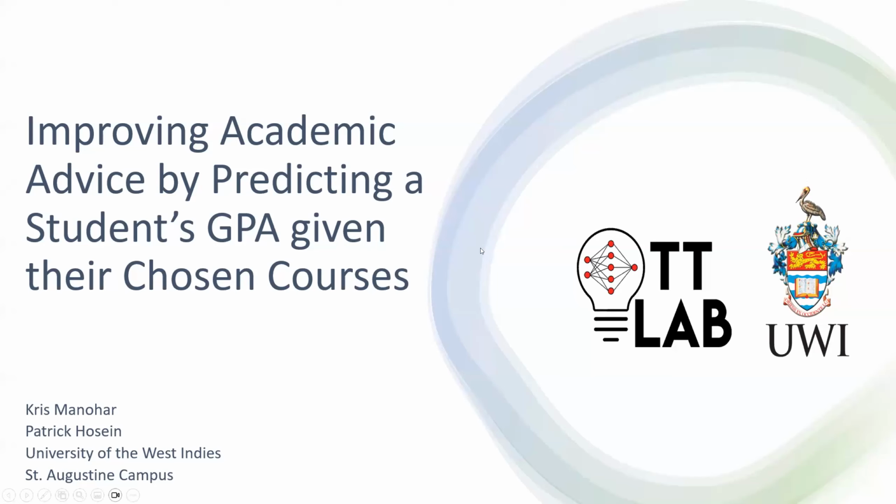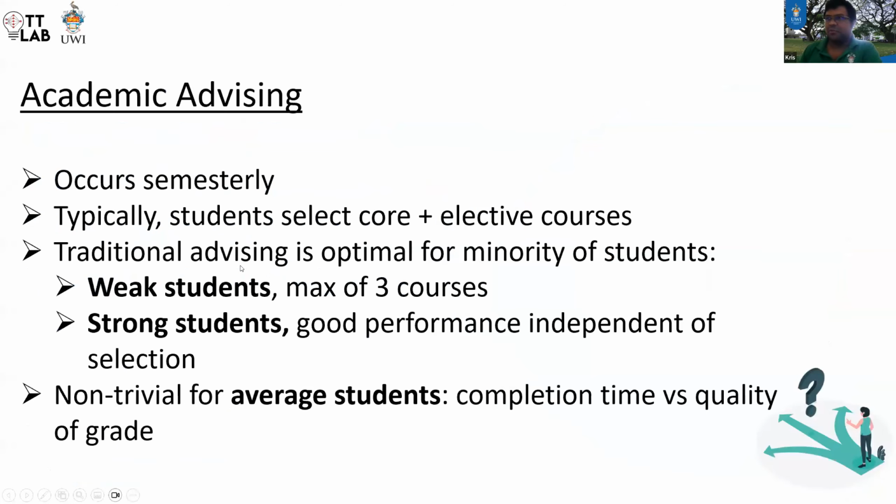All right, so hi guys, Chris Manohar from South Trinidad. So I'm here to present some work that Prof and I did on improving the academic advice given to students by trying to optimize their trade-off between the GPA and the time to complete their course of degree. So where this problem actually came about was, at university, I'm sure everybody is familiar with this exercise. Every semester we have this academic advising, right?